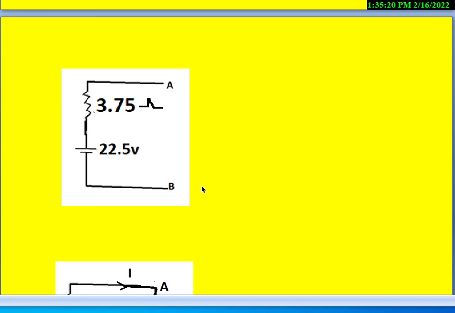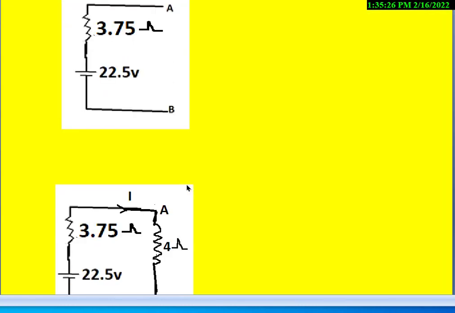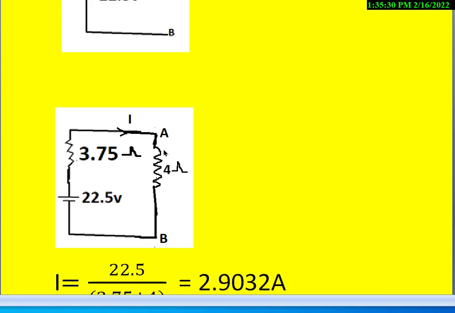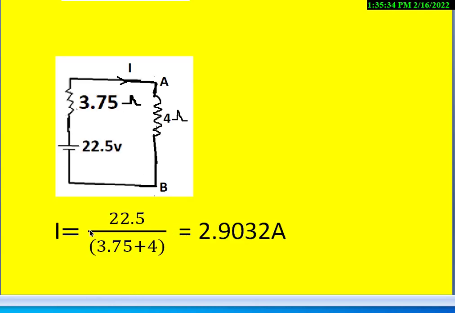Suppose we want to know the current flowing in the AB terminal resistance, that is 4 ohms, then connect that 4 ohms between the terminals A and B, then find out what is the current flowing here. That is, we get I is equal to 22.5 divided by 3.75 plus 4, that is equal to 2.9032 amperes.